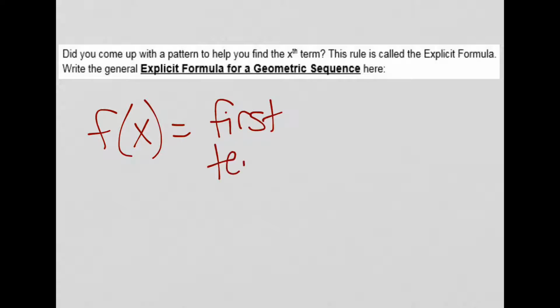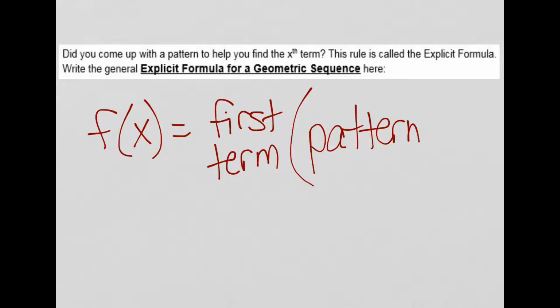That, my friends, my fellow Huskies, is your general explicit formula for a geometric sequence. This is what it looks like. Start with f of x, of course. You write your first term. And again, later we'll be able to put something different there, but for today we're just going to use the first term. And then we're going to multiply it by whatever the pattern is. And it has an exponent because exponents are the shortcuts for multiplying by the same thing over and over again.